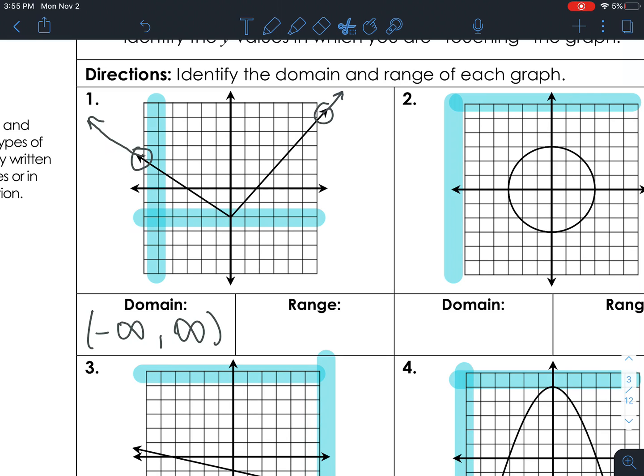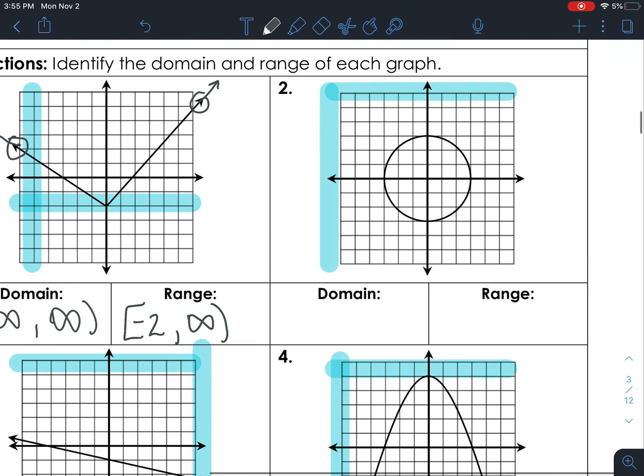Now let's try our up and down values. Right here is our lowest value, and that value is going to be at -2. So remember, brackets for numbers, and anything that's infinity or an open circle is going to have parentheses. And once again, the arrow is just going to keep going up and up, so that's going to go to infinity.